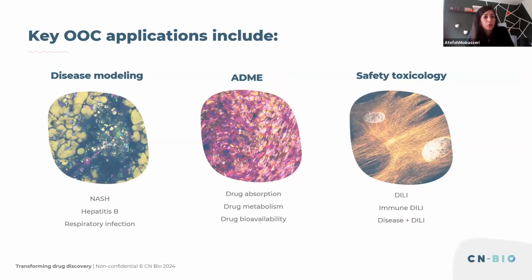Overall, the organ-on-a-chip technology application is versatile. It can be used in disease modeling, and it can be used in drug development for drug absorption, metabolism, and bioavailability. And also it has been used extensively in the area of safety and toxicology.